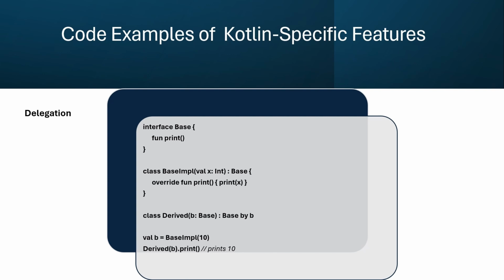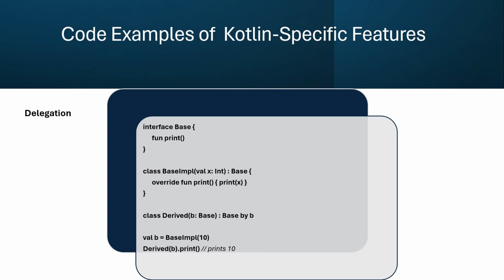So here first we have the interface called Base. The interface basically contains a number of abstract methods. So here we have the print method, sorry, method or function, and then we have the class BaseImpl that has an x as a variable, and we have inside it a function that uses the function print from the interface Base. And then we have the Derived class that also uses the Base extension.